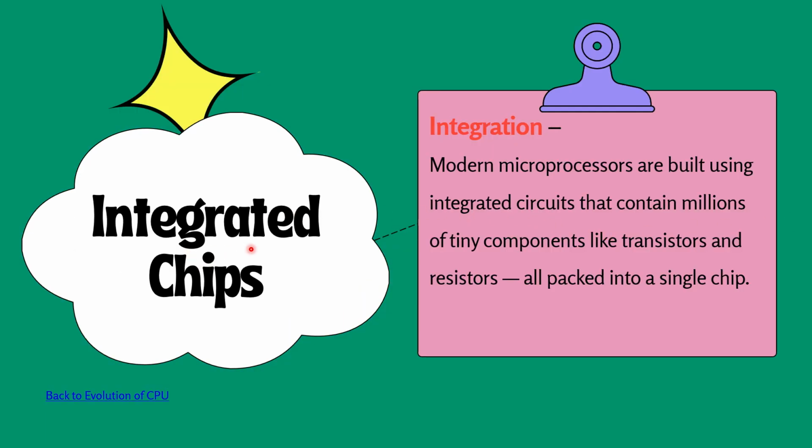Next, nowadays it is coming in integrated chips. These days the microprocessor is built over an integrated circuit. An integrated circuit contains millions of tiny components like transistors, resistors and diodes, all packed into a single chip. So the central processing unit is built using millions of tiny components, and we call it an integrated chip.